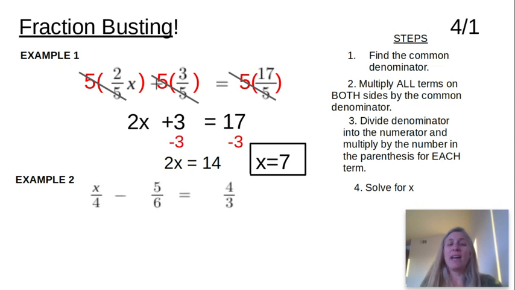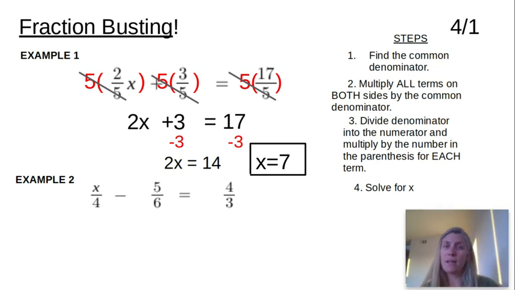So here we have x divided by 4 minus 5/6 equals 4/3. So the hard part here is finding that common denominator. We have a 4, a 6, and a 3. So we're looking for the first multiple of these that they all go in evenly. So when I'm looking, I look at my smallest number and I start multiplying.